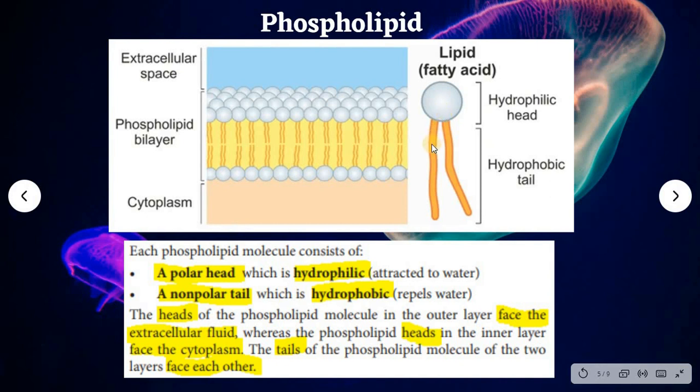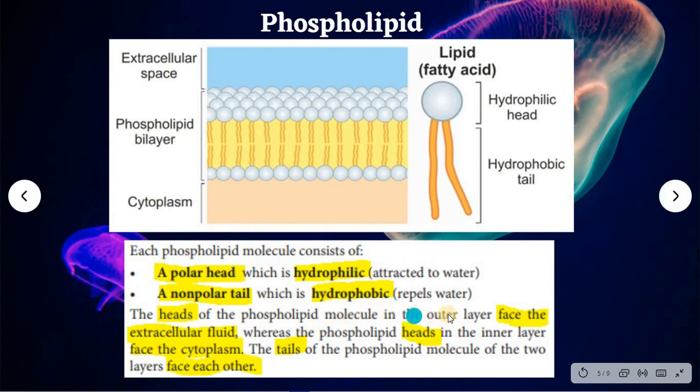And another part of the phospholipid is non-polar, which is hydrophobic. Hydrophobic repels the water, or hates the water. The heads of the phospholipid molecules in the outer layer face the extracellular fluid, whereas the phospholipid heads in the inner layer face the cytoplasm.